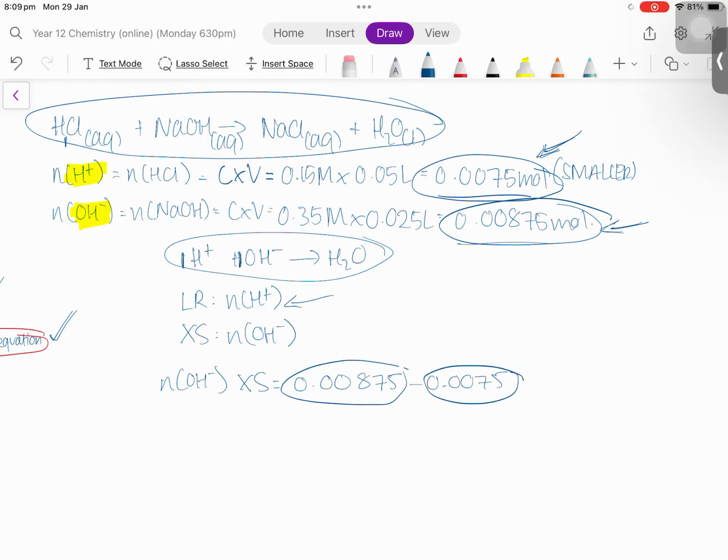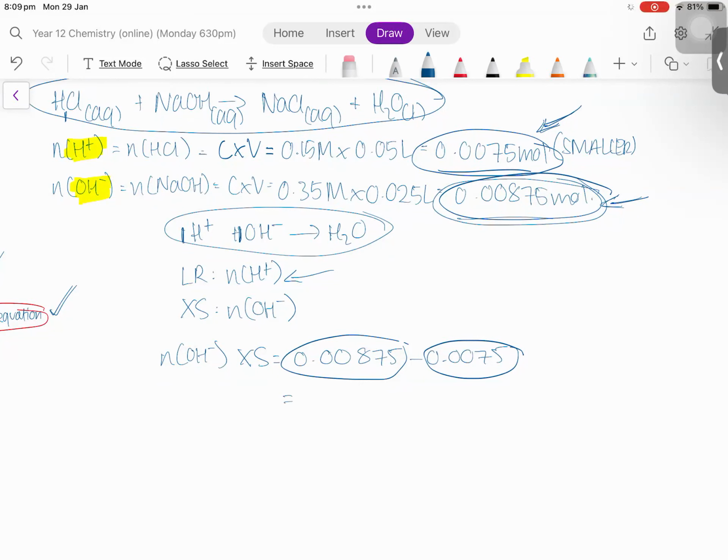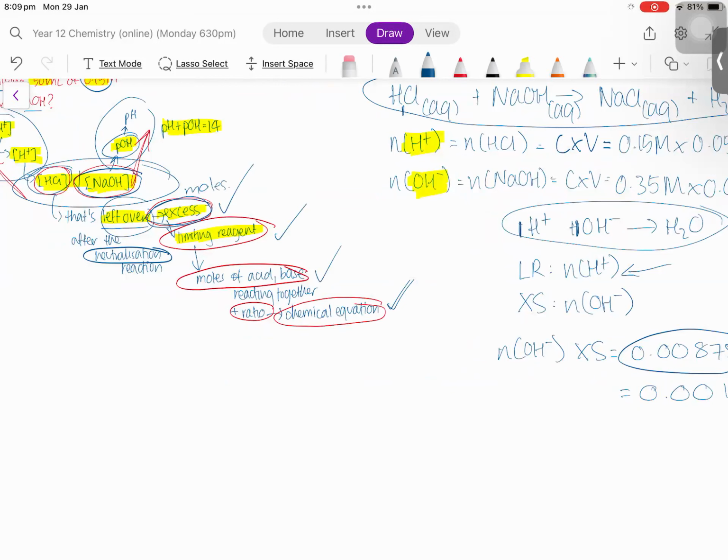I want to emphasize that. Okay. So follow this with your calculator for me. This gives you 0.00125. So that's my moles that's in excess. So I figured out what the excess was, but remember, I need to figure out the moles that's in excess.